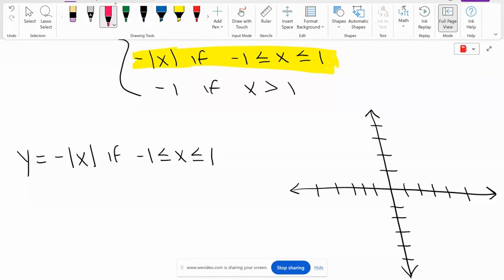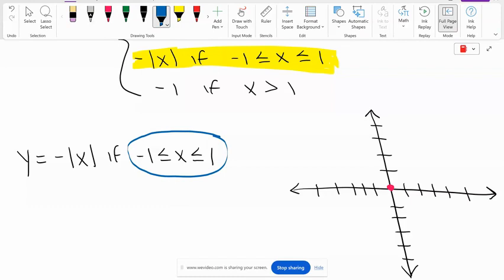Now we know I'm going to have my turning point because it's not shifting at all. I'm going to have that turning point at (0, 0), and we know it's going to open down. The problem is my domain is restricted right here. So this is a V that's opening down, a frowning V, only between -1 and +1.